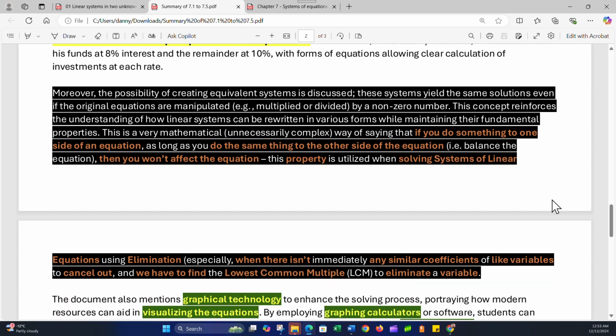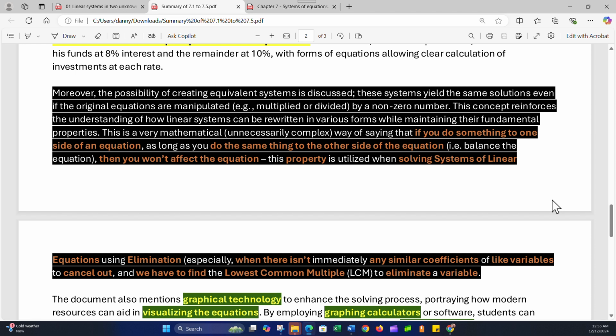Moreover, the possibility of creating equivalent systems is discussed. These systems yield the same solutions even if the original equations are manipulated, for example multiplied or divided by a non-zero number. This concept reinforces the understanding of how linear systems can be written in various forms while maintaining their fundamental properties. This is a very mathematical answer. It's a very complicated, convoluted way, in mathese, of saying if you do something to one side of an equation, you have to do it to the other side of the equation.